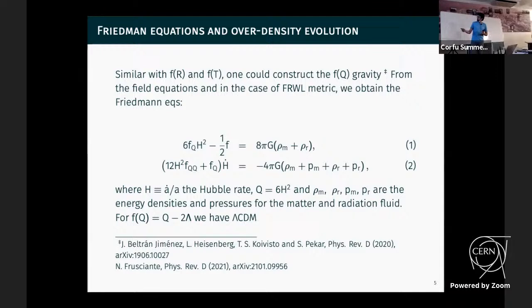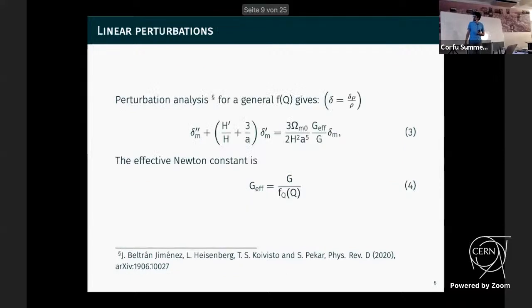For a particular choice of the f(Q) function, we can have lambda CDM. Perturbation analysis gives this equation, equation 3, which is different from the respective one from lambda CDM only in G. The Newton constant is now a modified Newton constant according to equation 4.